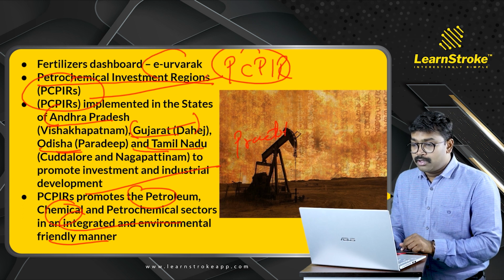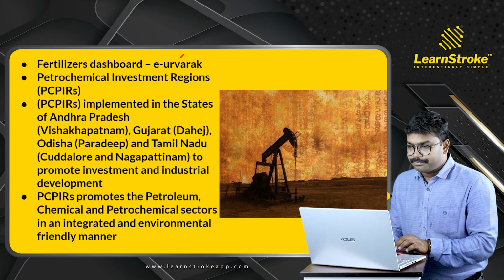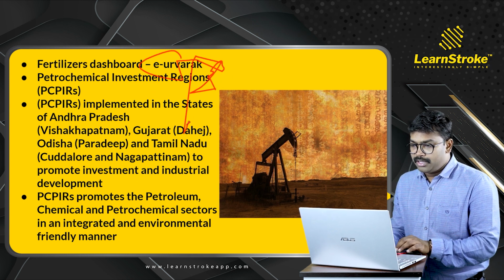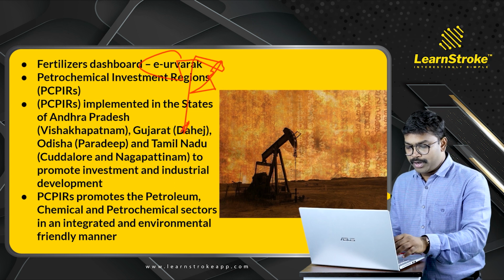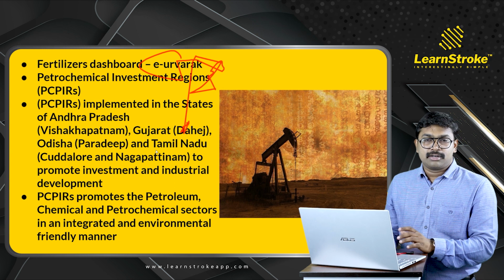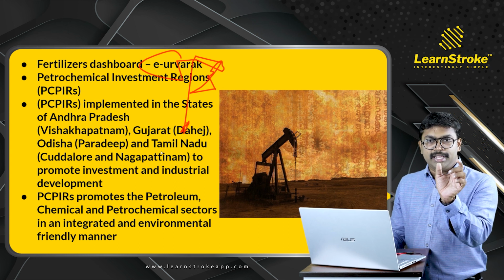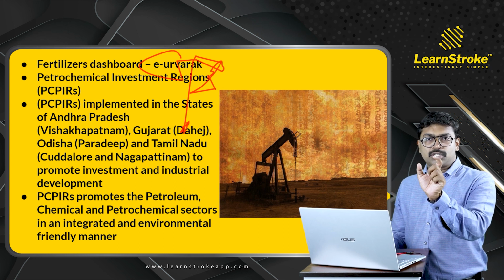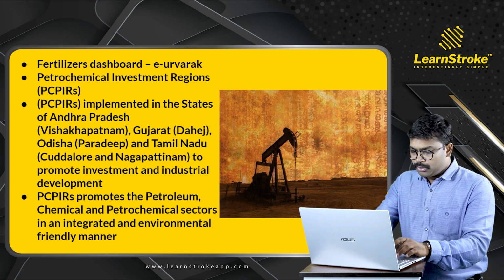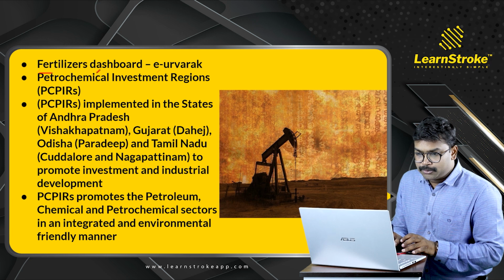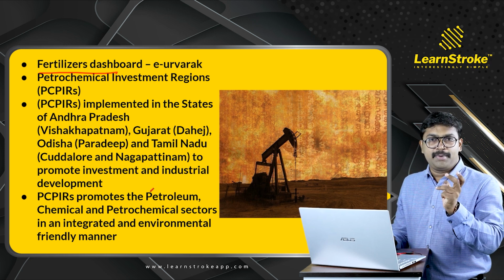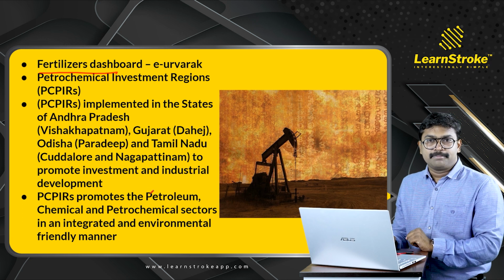And what if we get a question like this? It's called E-Urvarak. What do you mean by E-Urvarak? If you get a question like this, it's a fertilizer dashboard. So if you get a question, E-Urvarak is actually related to what? The answer is very simple. It is related to fertilizers. So that makes it another important area. So remember all the areas: API, KSM, etc.